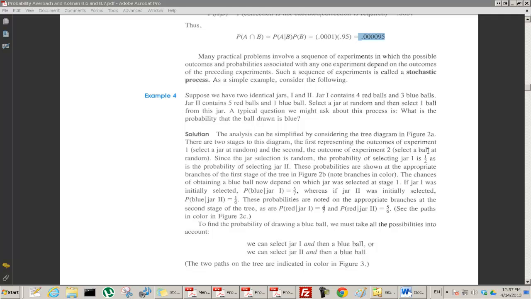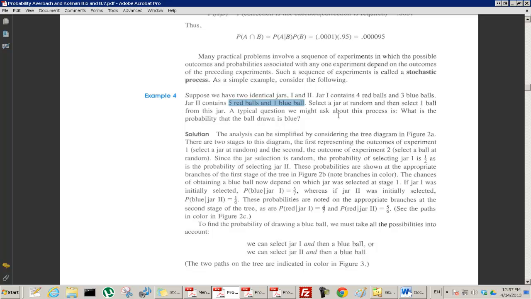Okay, let's look at this example for conditional probabilities. Again, suppose we have two identical jars, 1 and 2. Jar 1 contains 4 red and 3 blue balls. Jar 2 contains a different combination of red and blue balls, 5 and 1. So we select a jar at random and then select one ball from this jar.